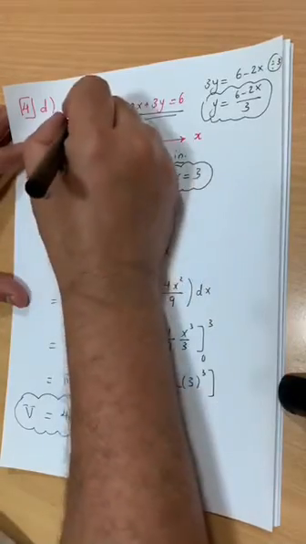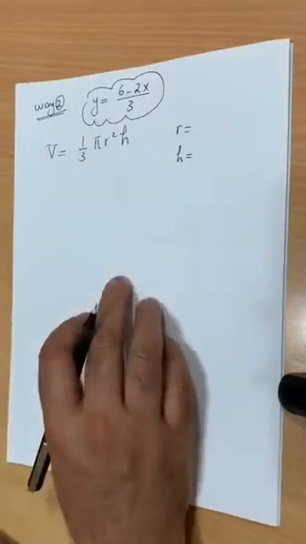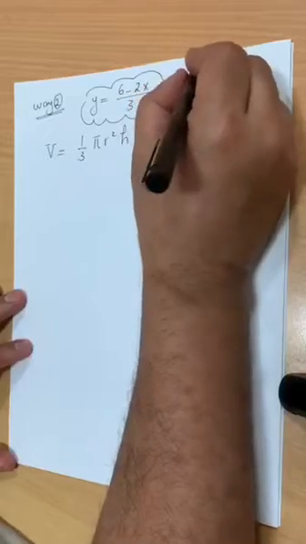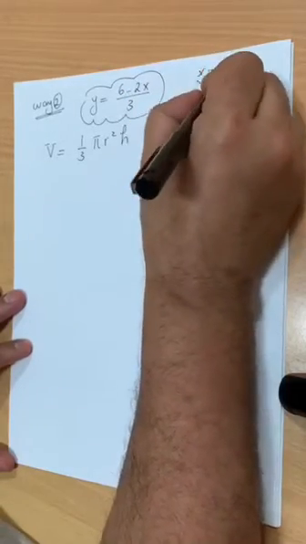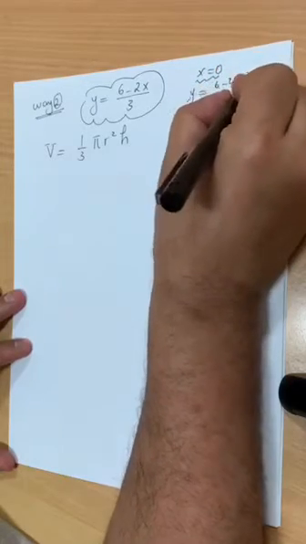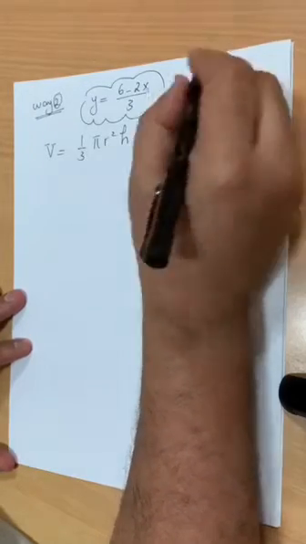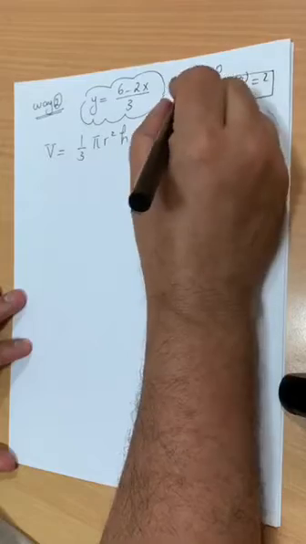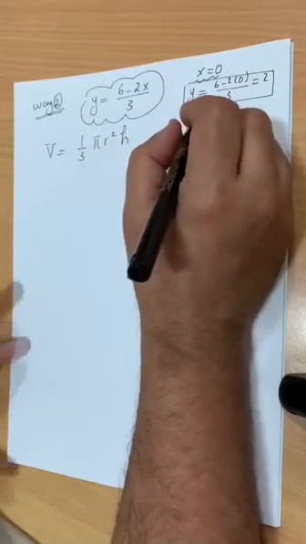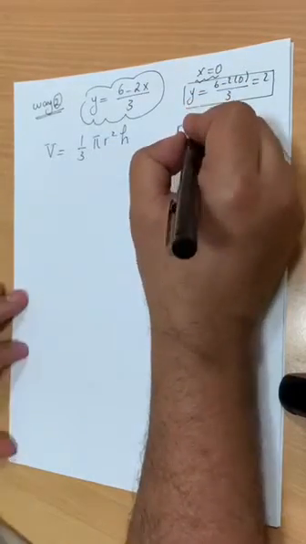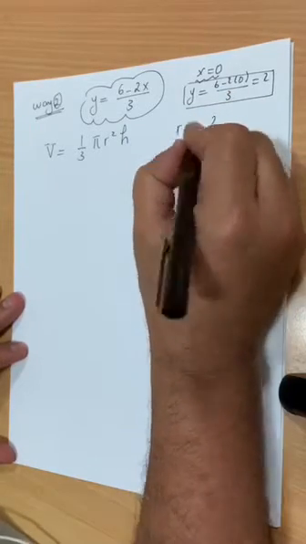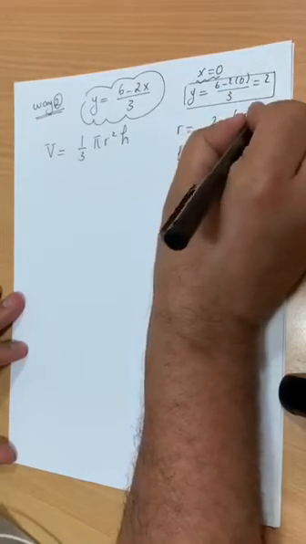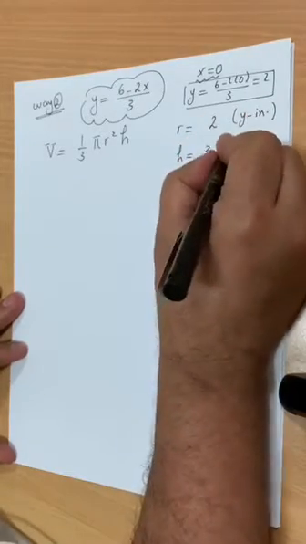We're supposed to find the y-intercept. So from the equation, how do you find the y-intercept? By replacing x as 0. So y equals (6 minus 2 by 0) over 3, which is equal to 2. So the radius is the y-intercept, which is 2, and the height is the x-intercept. This is the y-intercept and x-intercept.